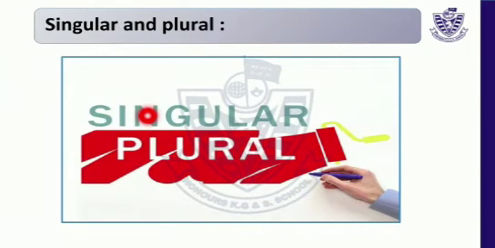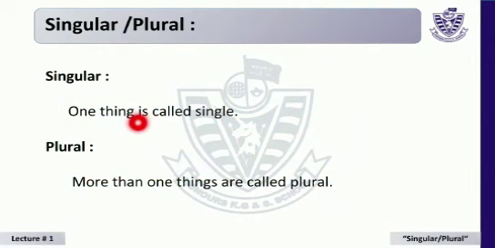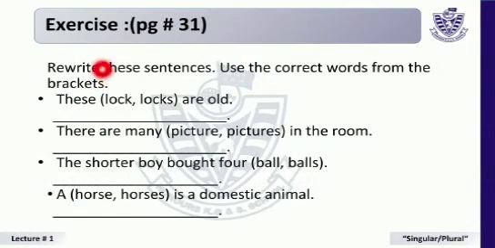Now let's start next topic, singular and plural. One thing is called single and more than one things are called plural. Let's start its exercise. Rewrite these sentences. Use the correct words from the brackets. These log or logs are old. We use are with plural nouns, so we will choose plural from this bracket. And we will write here these logs are old.